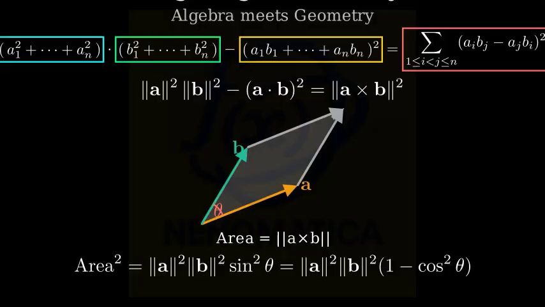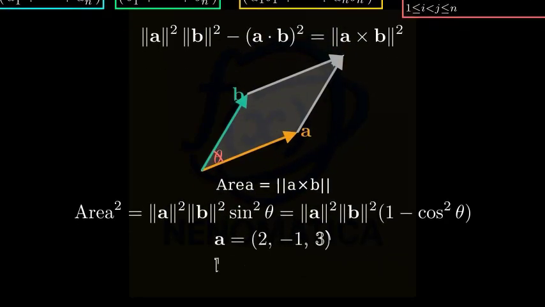Now, a concrete numerical check in 3 dimensions. Let a equal the vector with entries 2, -1, and 3. Let b equal the vector with entries 1, 4, and 0. We will compute both sides and confirm they match.